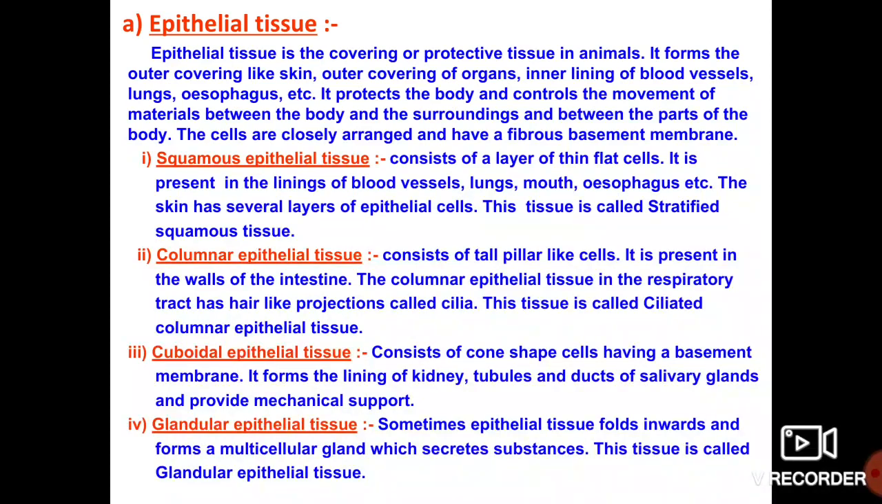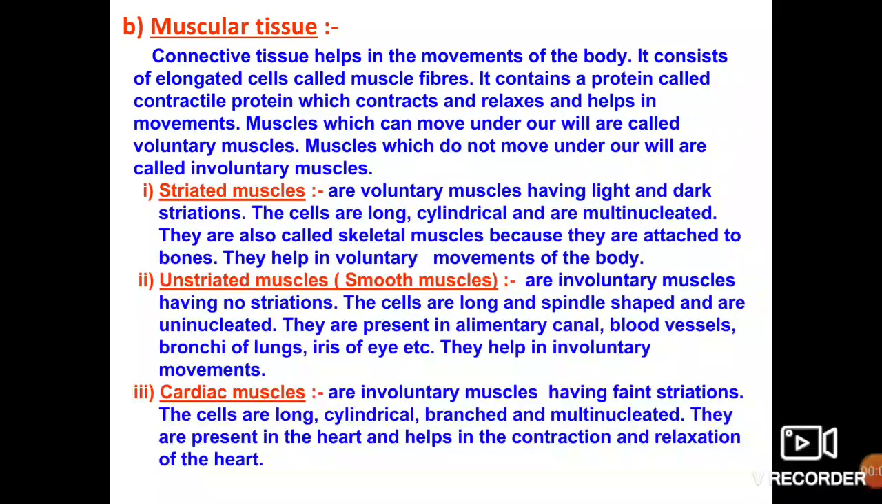These are all the concepts we discussed in the previous class. Now let us discuss some more information related to the animal tissue. Dear students, one more very important tissue is muscular tissue. Where are these muscular tissues present, and how are they helpful to our body? This tissue is very helpful for the movement of our body.